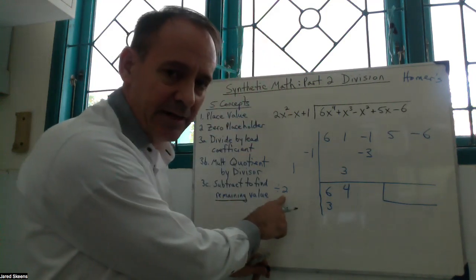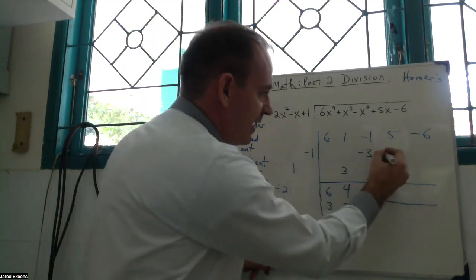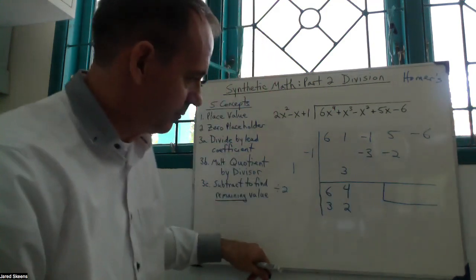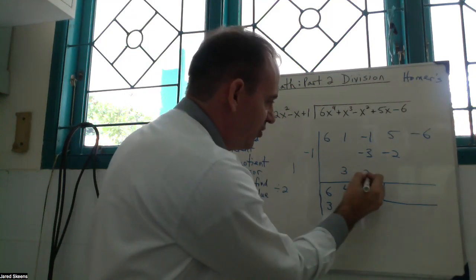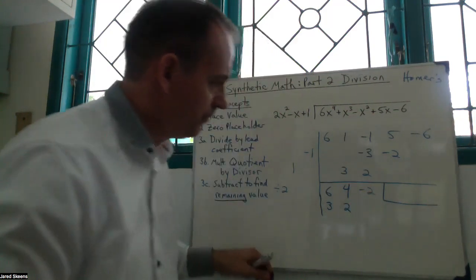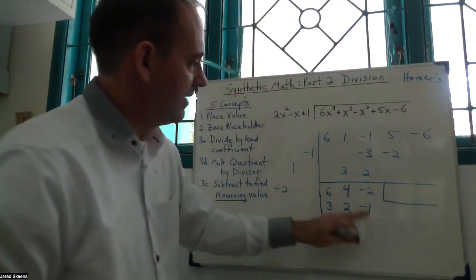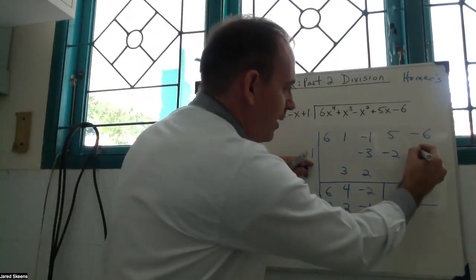We again divide by the lead coefficient. We get 2. 2 times -1 is -2. You just continue your columns to the right. 2 times 1 is 2. You now add these up and you get a -2. -2 divided by 2 is now -1. -1 times -1 is +1.